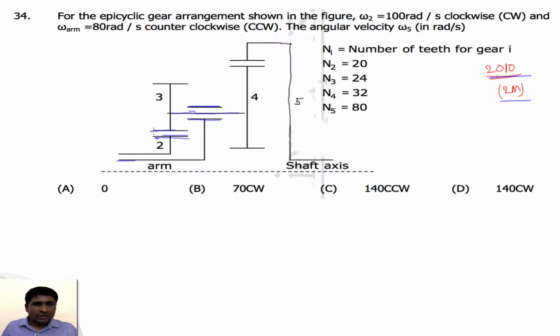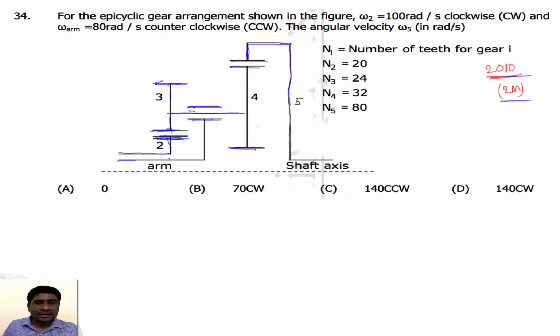Whenever two gears are represented like this, these are mating at this point, and here also these are mating, but here this is going like this. So whenever two gears are going like this, that means it's externally engaged. Whereas here it's internally engaged. And this is the end of gear 4. Gear 3 is from here to here, and gear 2 is here to here.